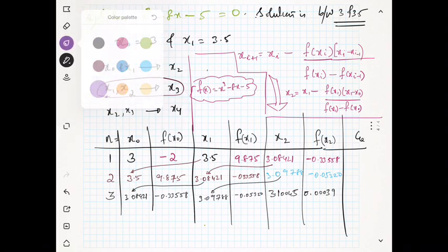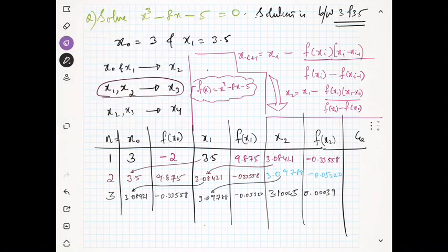So what you can observe here? You can see that initially the error was 0.3. Now the error became 0.05, 1 by 10th almost of the previous value. Now it became 1 by 1000 of the initial value.